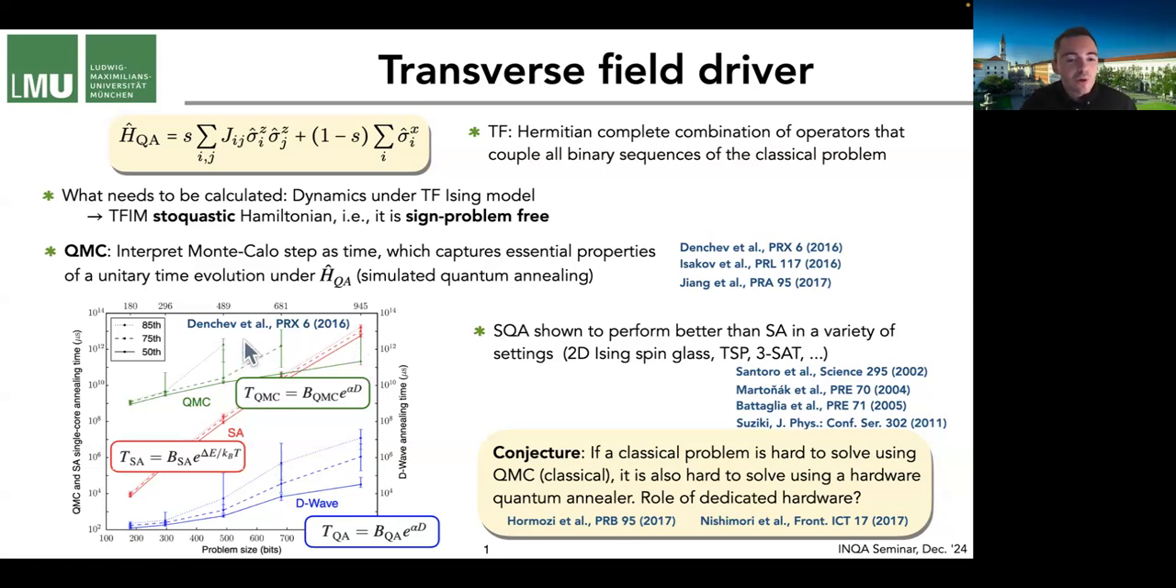I just want to highlight one particular work here, where they look at the annealing time as a function of your problem size, the number of bits essentially. They look at the scaling of this annealing time for QMC, which is shown here in green, and the D-Wave machine directly, which is shown in blue. Simulated annealing is shown in red, which is the fully classical version.